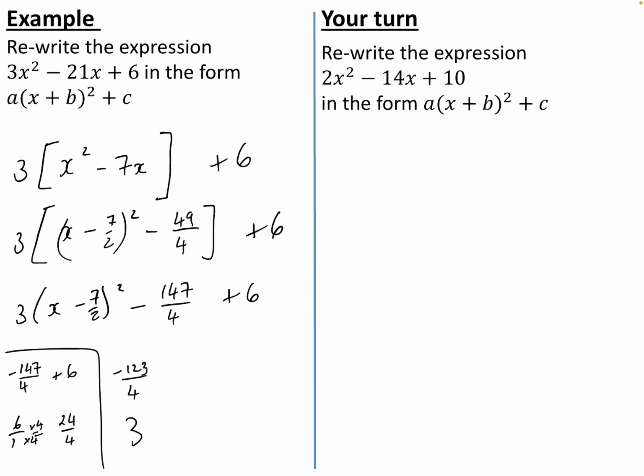So my final answer is 3(x minus 7 over 2) squared minus 123 over 4. Now, if you got to this step and this fraction simplified, always simplify it. This one can't. 123 does not divide by 4. It also does not divide by 2, so I can't even simplify it by half. Can you please pause the video here and write this down as an example? And have a go at the one on the right.